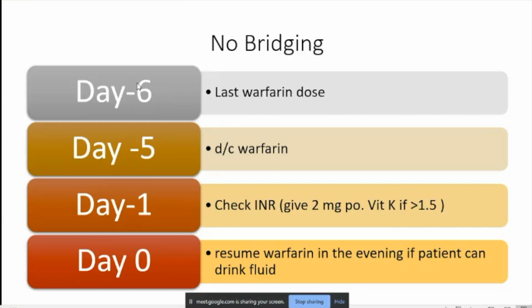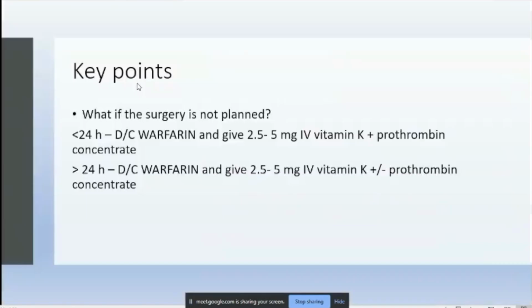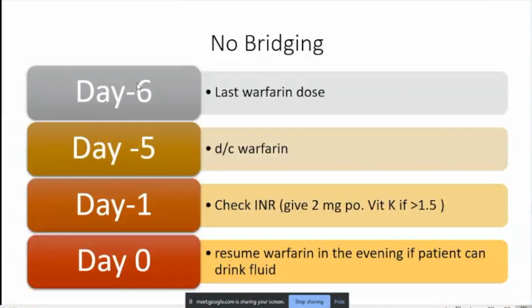All right, so that's all about bridging. I guess it was easy. It's not that complicated.